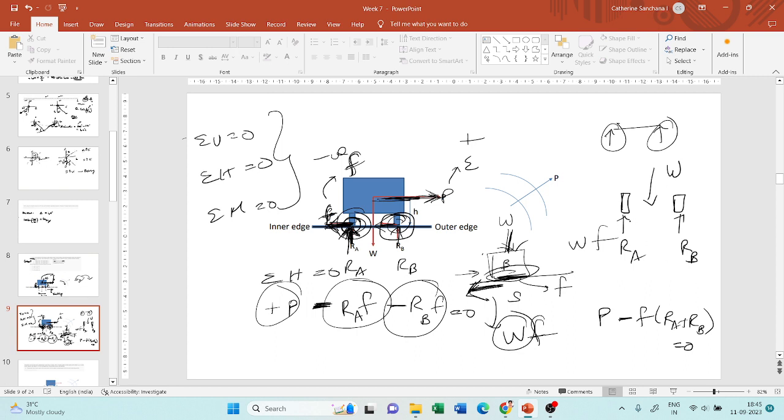Okay, so in such cases, in order to find out what is RA and RB, you can equate the sum of vertical forces equal to 0. So you know that RA plus RB, because they are acting in the upward direction, is equal to the weight which is acting in the downward direction. So forces acting in the upward direction is equal to the forces acting in the downward direction for equilibrium, right? So this RA and RB can be replaced by W, right? So if you do that, you will get P is equals to F into W, right?